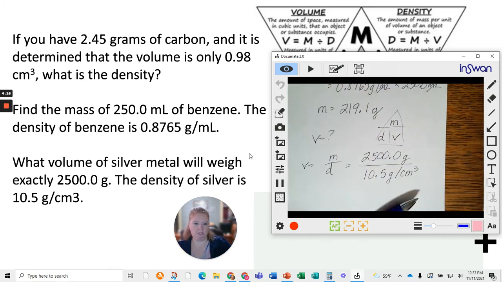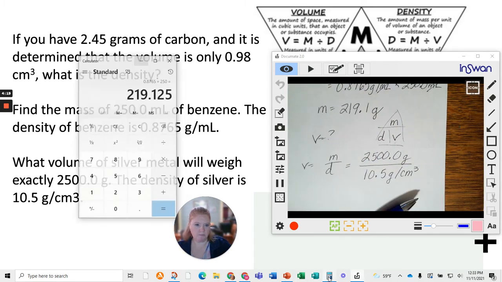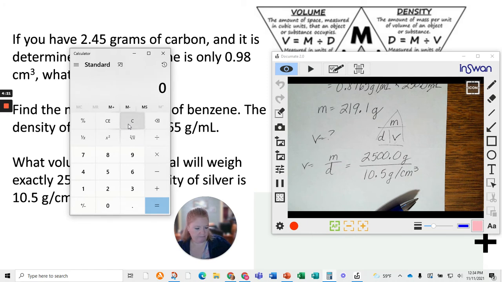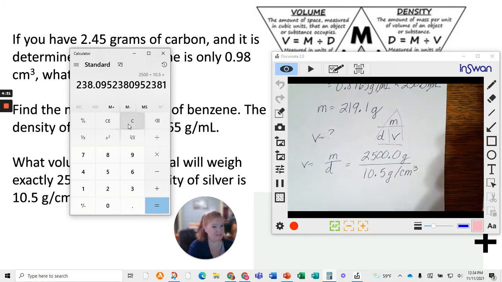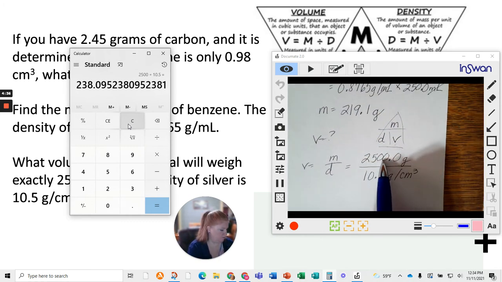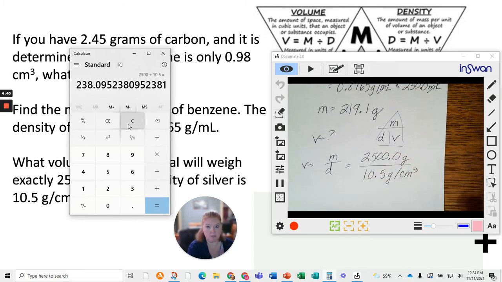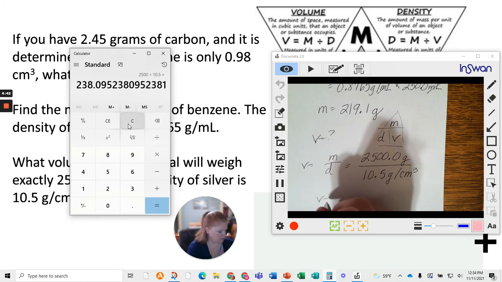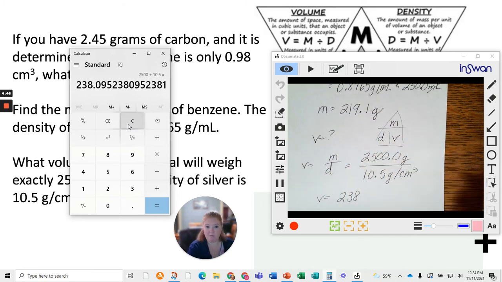All right, now we just need the calculator to pull up those numbers. So let's clear this out. 2500.0 divided by 10.5 equals. Okay, that's a lot of numbers. I definitely don't want that many. So let's look for significant figures. 1, 2, 3, 4, 5. 1, 2, 3. Well, 3 is a lower number, so my answer needs 3 significant figures. 2, 3, 8. Now, no naked numbers.